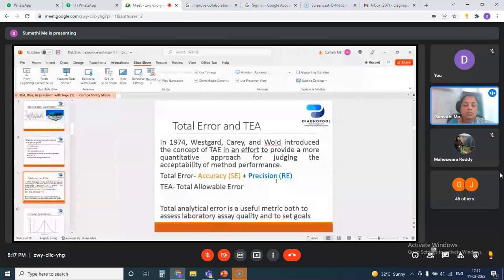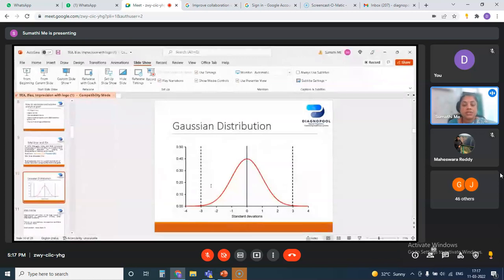Total allowable error is how much of this error we can allow. What is the target limit for these errors without affecting our clinical decision value? Within the clinically defined interval, how much error can be allowed? That is the total allowable error. Total analytical error is quite a useful metric, both to assess the laboratory assay quality as well as your quality goals. So this diagram represents a Gaussian distribution.